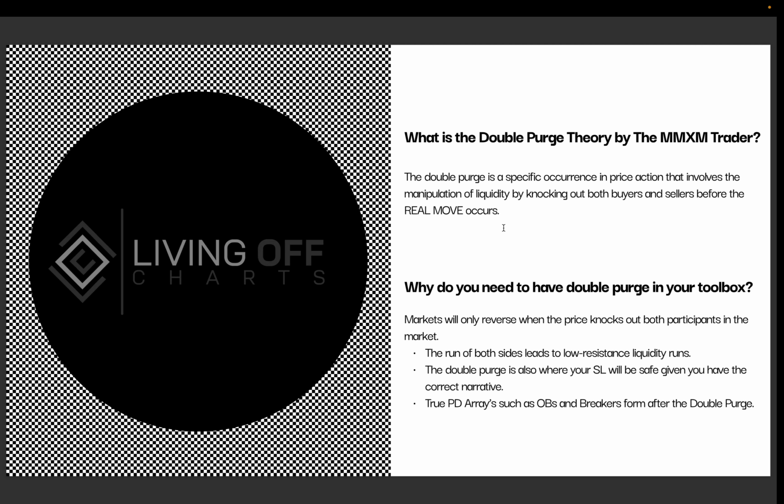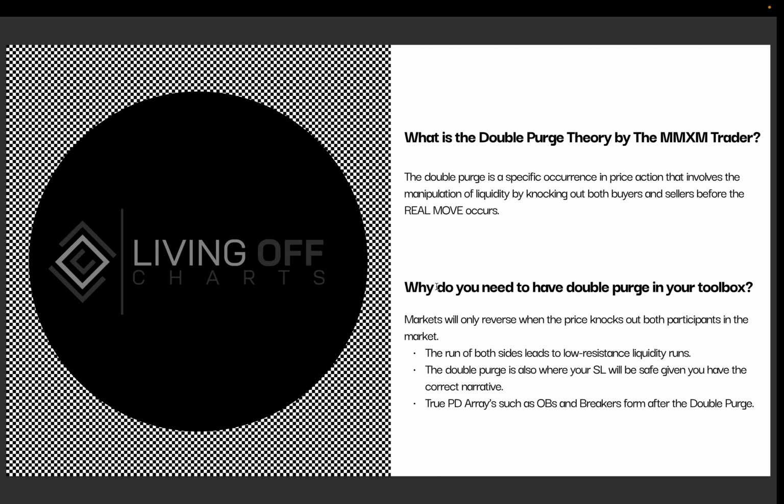Now just take this statement in and what I just said here and think on it for yourself, how important this is. Now, why do you need to have the double purge in your toolbox? Markets will only reverse when price knocks out both participants in the market. The run of both sides leads to low resistance liquidity runs. It's also where you're going to place your stop loss, given you have the correct narrative.